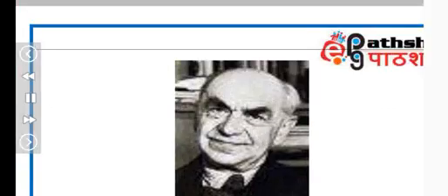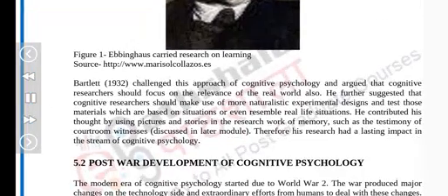Bartlett, 1932, challenged this approach of cognitive psychology and argued that cognitive researchers should focus on the relevance of the real world also. He further suggested that cognitive researchers should make use of more naturalistic experimental designs and test materials which are based on situations or even resemble real-life situations. He contributed his thought by using pictures and stories in the research work on memory, such as the testimony of courtroom witnesses, discussed in a later module. Therefore, his research had a lasting impact in the stream of cognitive psychology.